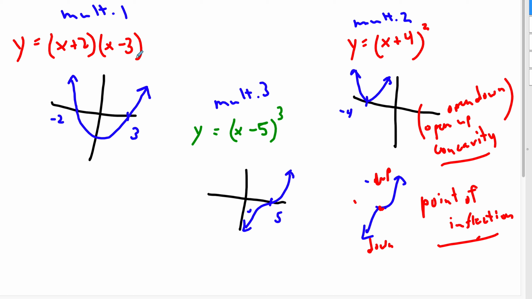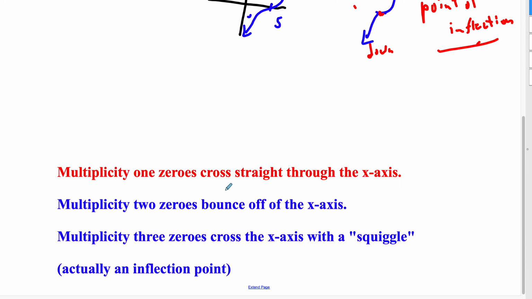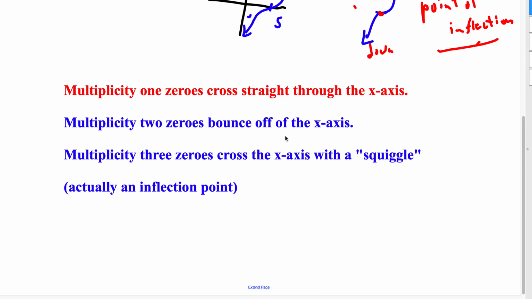So to sum up, we've got multiplicity 1 roots, which seem to cross and just cross straight through. Multiplicity 2 roots, which seem to touch, that is bounce, right? And multiplicity 3, which cross, but they kind of do this squiggle. So in words, multiplicity 1 zeros do indeed cross straight through the axis, whereas multiplicity 2 bounce off the axis. Multiplicity 3 cross the x-axis with a squiggle, with actually an inflection point where they change concavity, right?